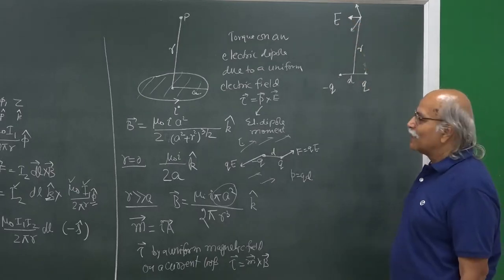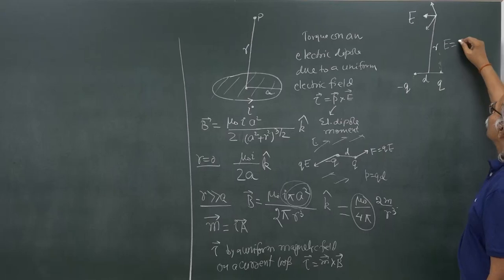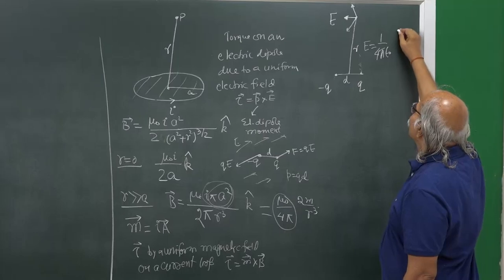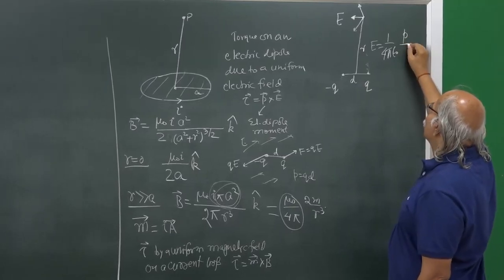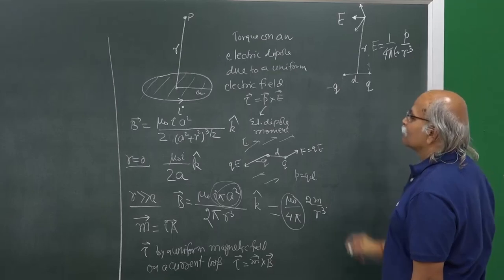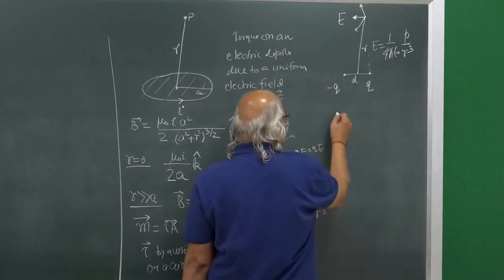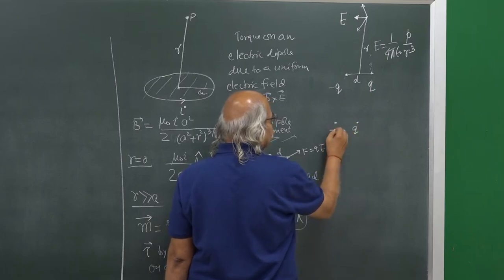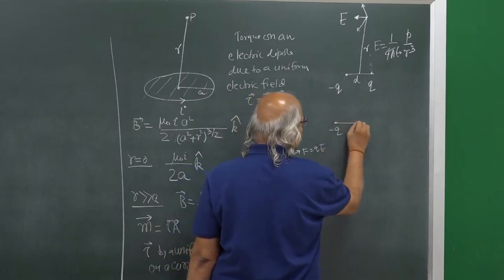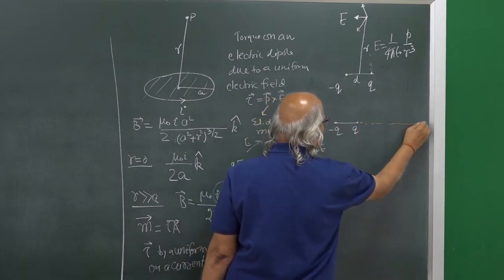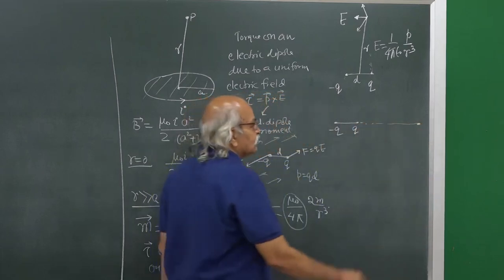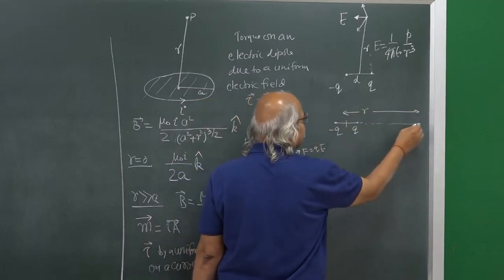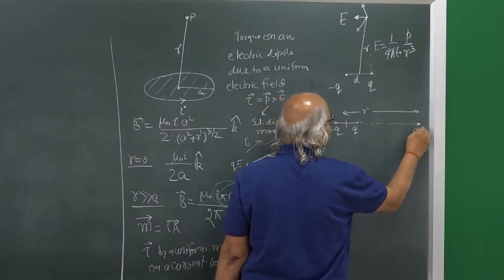This will be the resultant electric field, and it is simple to calculate. If you calculate, you find that E is 1 by 4 pi epsilon naught times the electric dipole moment P divided by R cube. And if you take the point here on this axis, known as the end on position, this distance is R, and at this point you ask what is the electric field.